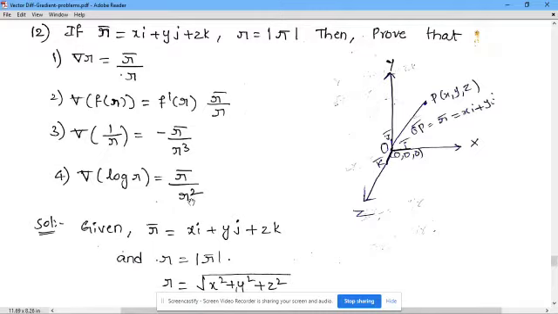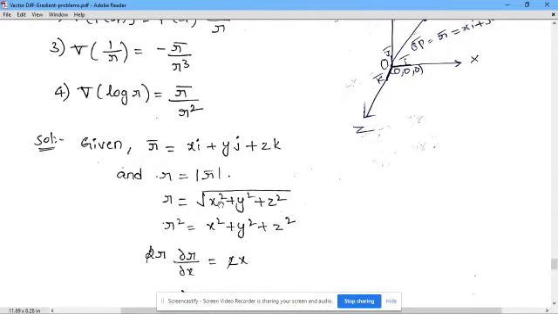bar by r square. So first of all, the point is P x y z, and OP bar is nothing but the position vector. OP bar is xi plus yj plus zk, the position vector, whose magnitude is modulus of r bar. Modulus of r bar means root of x square plus y square plus z square.